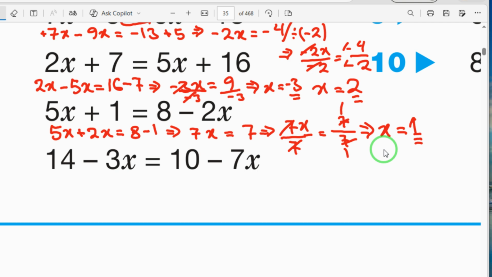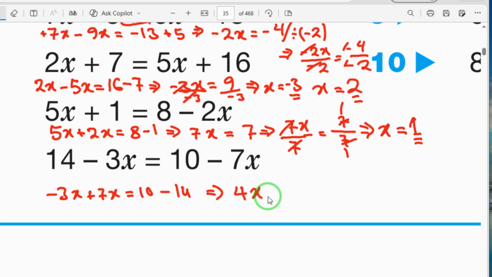Question number 8. We write here minus 3x, and we bring this minus 7x to the left side, become positive plus 7x equal to 10, and we carry this minus 3x to the right side. This 14 to the right side become negative minus 14. Then here we subtract 7x minus 3x, remain only 4x, equal to, here we subtract minus 14 plus 10, remain only minus 4.